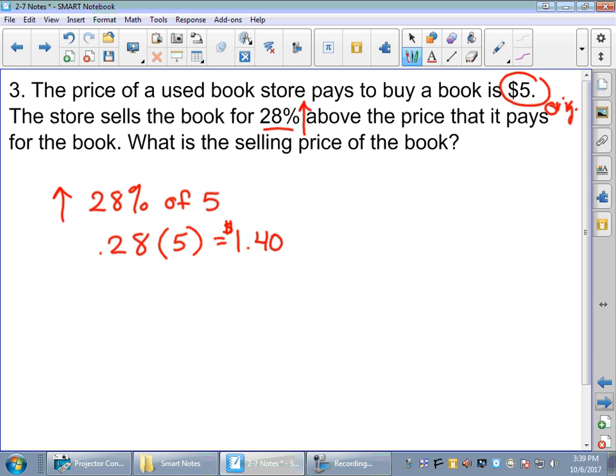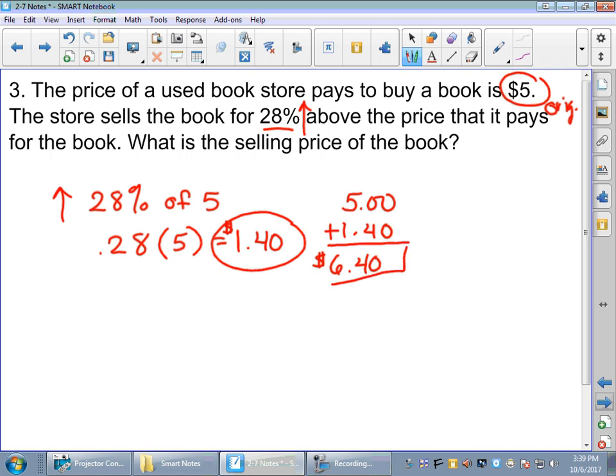They're going to charge people an extra 28% on that $5. So what we have to do, this is how much they're going to mark it up. That's the amount they're marking it up. So we take the $5 original and we add on the $1.40 to it. And so they're going to sell that book for $6.40. That's the selling price of the book.